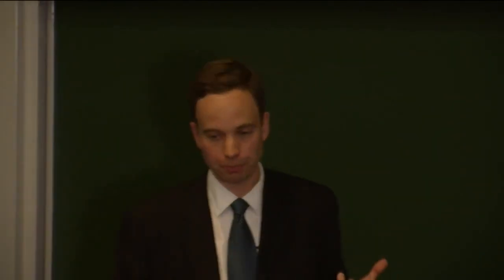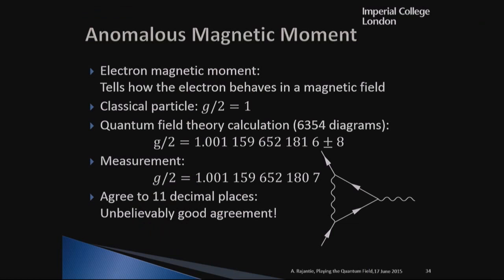I would just like to briefly mention one example where this works incredibly well, and that's the magnetic moment of the electron, which is basically describing how the electron behaves in a magnetic field. Now, if the electron was a classical particle, this parameter, which we denote by g over 2, would be equal to 1. In quantum field theory, the standard model, we can calculate this very accurately. In fact, if you just calculate 6,000 of those diagrams, you get this prediction for this magnetic moment.